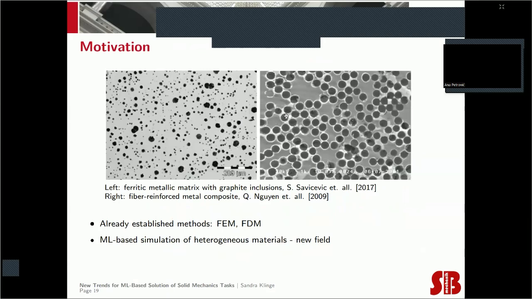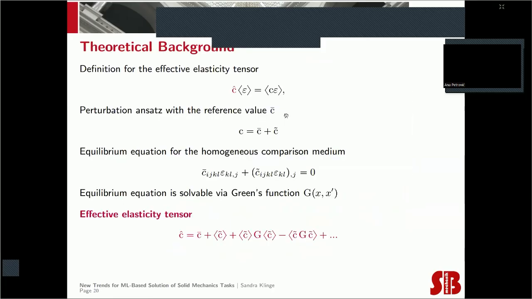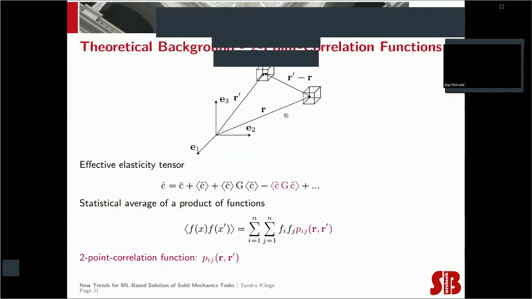Finally, I also would like to say a few words about the evaluation of effective values for heterogeneous materials. I will not go into details here. In order to calculate the effective values, the effective elasticity tensor, we have to evaluate the terms which depend on the so-called perturbation of the elasticity tensor. And for the evaluation of this statistical average, we need so-called correlation functions, which we now try to reconstruct by using neural networks.